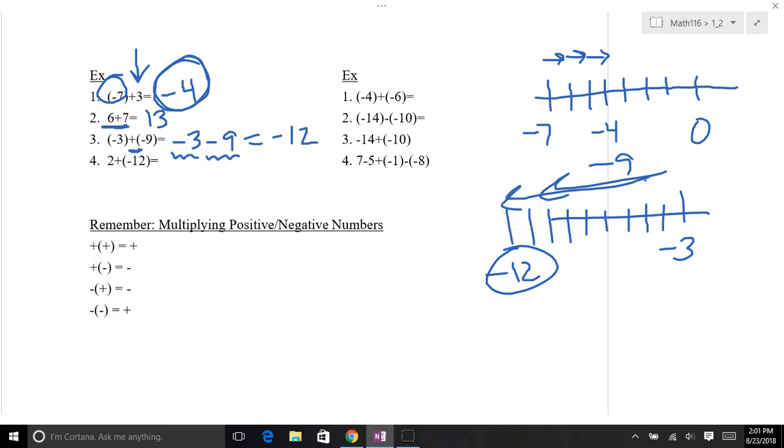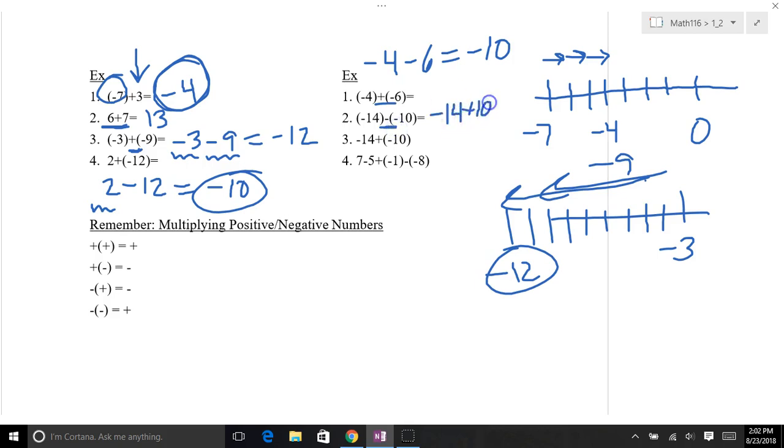2 plus a -12, again, I'm going to simplify that to 2 minus 12. So if I have $2 and I subtract $12, I have -$10. Make sure you do these by hand. Don't use a calculator doing this homework. Positive times a negative is a negative, so -4 minus 6, you get -10. Negative times a negative is a positive, so you get -14 plus 10, so you end up with -4. You can go ahead and pause this anytime and practice these prior to me going over them.